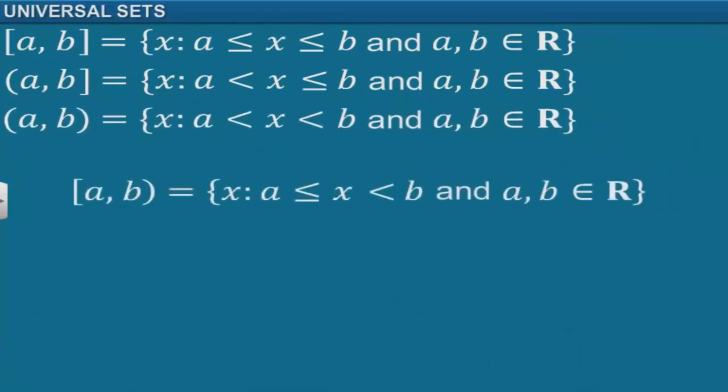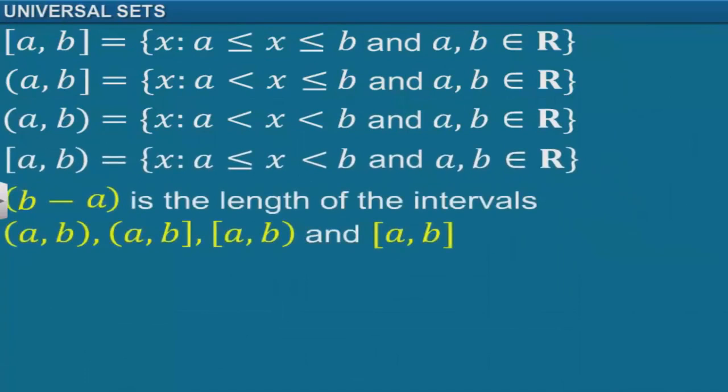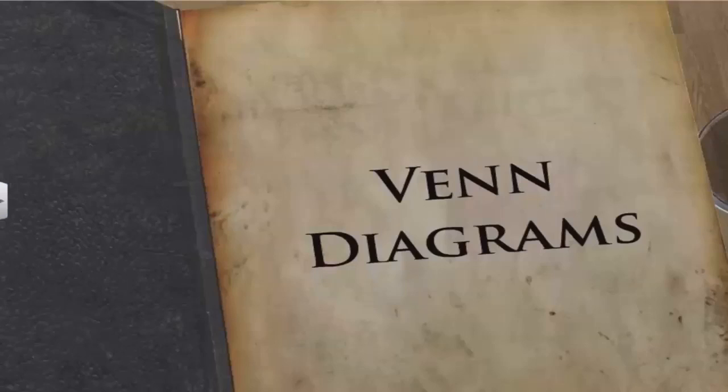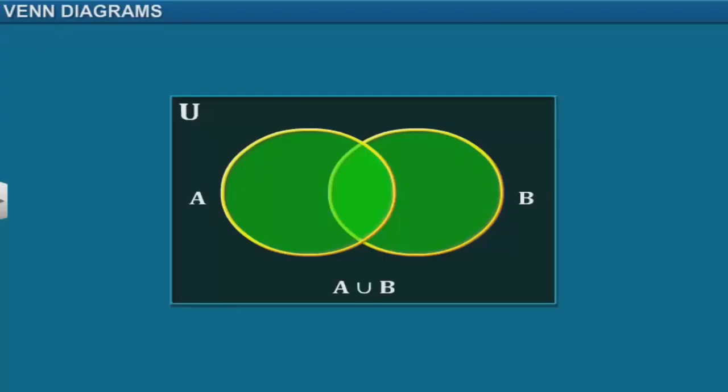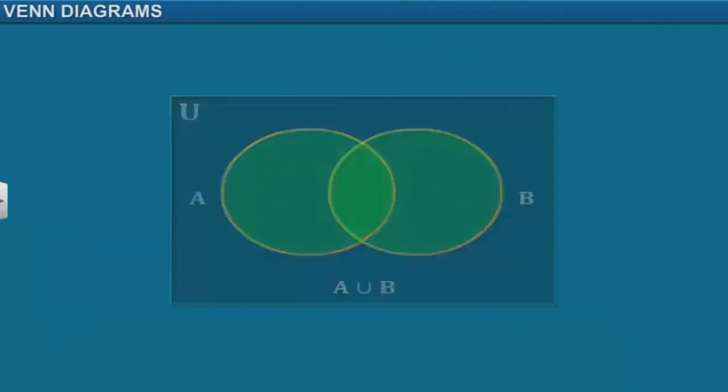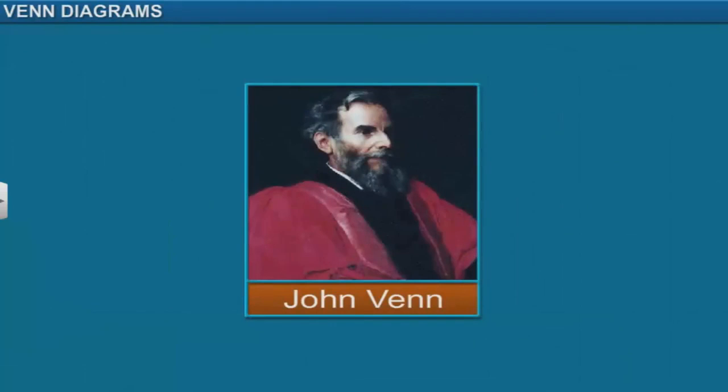For all the intervals shown above, b minus a is the length of the intervals. In this module, you will learn to represent sets using Venn diagrams. A Venn diagram is a visual representation of sets. The concept of Venn diagrams was introduced by an English mathematician, John Venn.